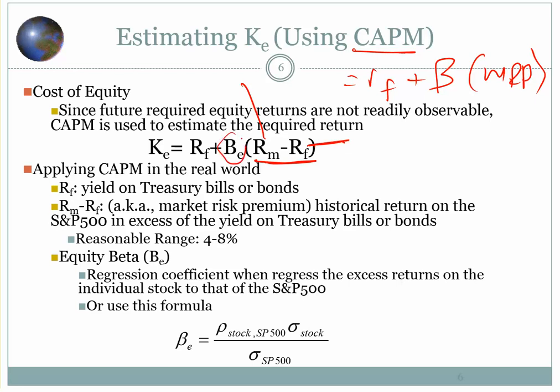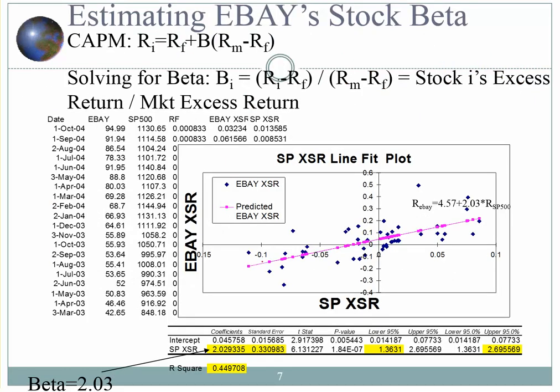Beta is usually calculated from taking a regression of a stock's excess returns versus the market. So here's an example. I did one with eBay. Here's a plot of the eBay returns versus the market. Say on this day right here, eBay was up 20% and the market was up, say, a couple percent. And on a day like this, it looks like eBay was up 50% and the market was up 4%.